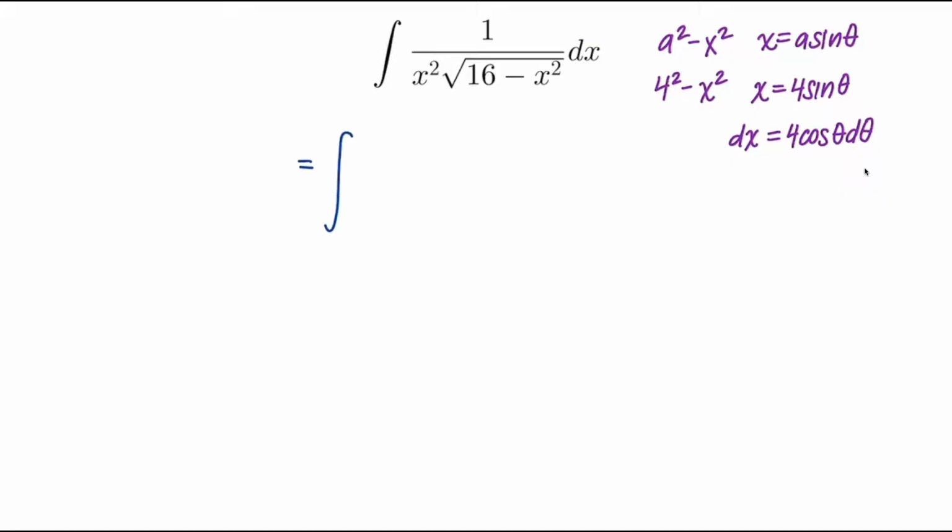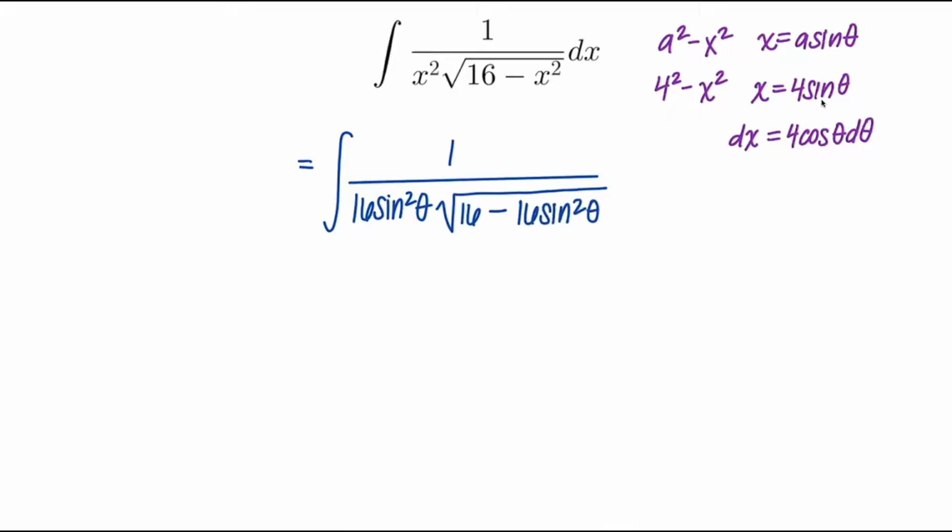We're going to have the integral of 1 all over, and I'm going to replace x with 4 sine theta. Well, I have x squared, so 4 sine theta all squared is 16 sine squared theta. So I have 16 sine squared theta, and then times the square root of 16 minus another 16 sine squared theta. And I have to replace the dx with 4 cosine theta d theta. I'm going to put the 4 cosine theta in the numerator and then the differential in the back.